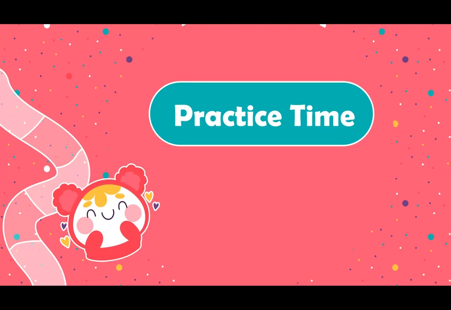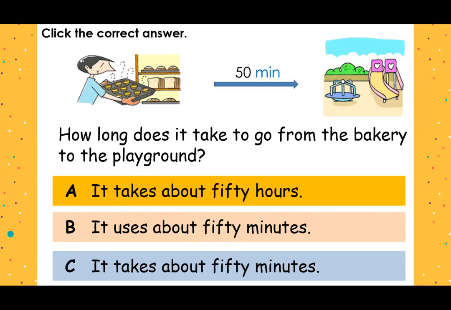Practice time. Let's see how much you've grasped. Let's look at the question here. How long does it take to go from the bakery to the playground? Look at the picture carefully and choose the correct answer. Do you need a hint? Just now I've told you that it's wrong to say it uses, so option B must be incorrect.